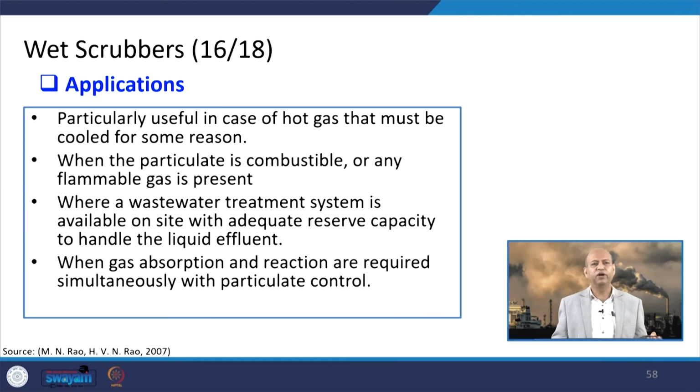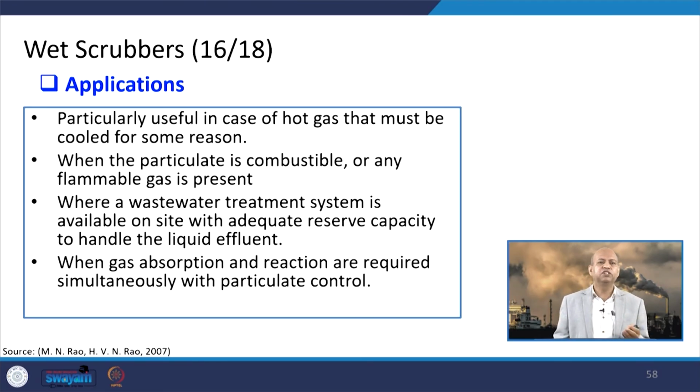Well, applications of wet scrubbers: it is useful for both gas as well as particulate removal, and where the gas must be cooled for some reason, then scrubbers are needed, not other kinds of devices. So, scrubbers are good for that purpose, where hot gases are there and we need to dampen the temperature before removal of other particulate matter or gases. When the particulate is combustible or any flammable gas is present, then also wet scrubbers are better, because they will not have these fire related problems.